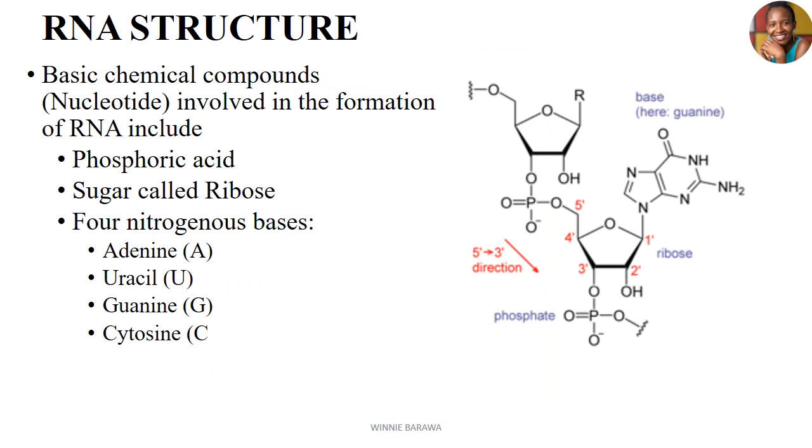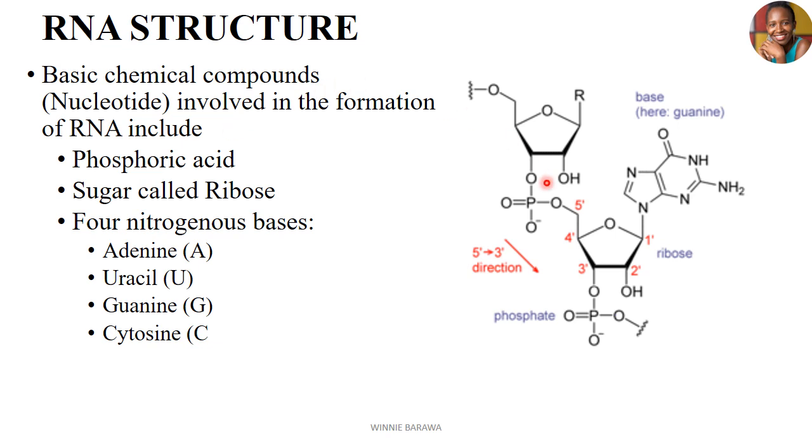So let's look at the RNA structure. The RNA has basic chemical compounds, what we also call the nucleotide. This is the backbone that will be used in bringing out our RNA structure. The basic structure here will have the phosphate or phosphoric acid, a sugar known as the pentose sugar that we call the ribose, and then we have 4 nitrogenous bases, which are adenine, uracil, guanine, and cytosine.